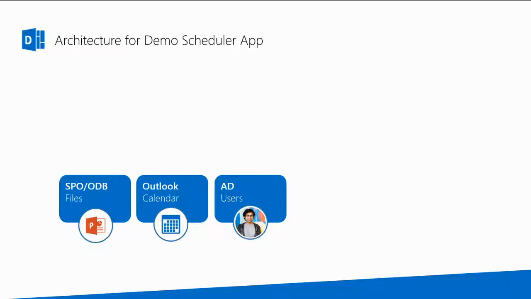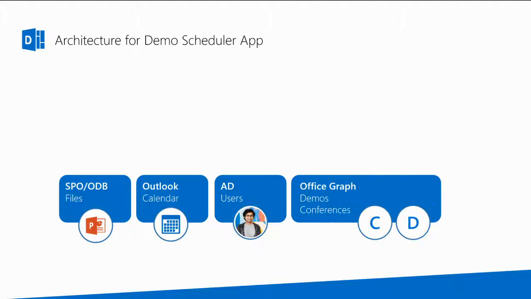But I want to create an app that's even more specific than that. So I will define in the Office Graph 2 new concepts, a conference and a demo. And then I will just use these 2 concepts and connect them to the already existing things in Office 365. So that's really my data model in this example.